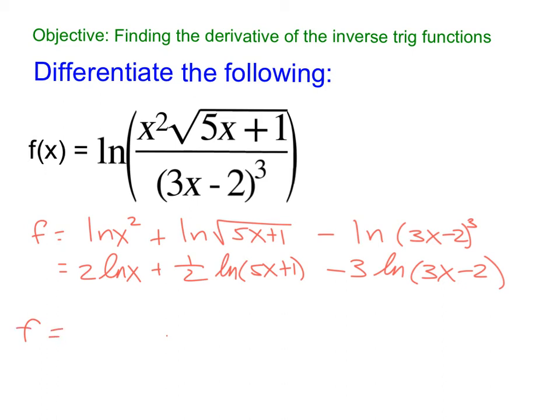Now I'm going to take the derivative, f prime, 2 over x plus 5 over 2 times 5x plus 1 minus 3 times 3 over 3x minus 2. And you can simplify that. I almost wrote 9 over 3x minus 2. It's really up to you. But that's your answer.